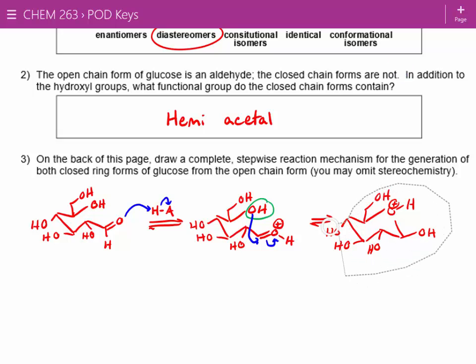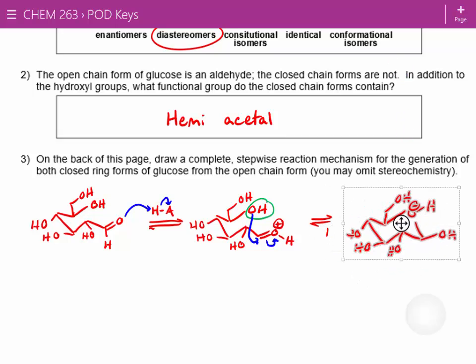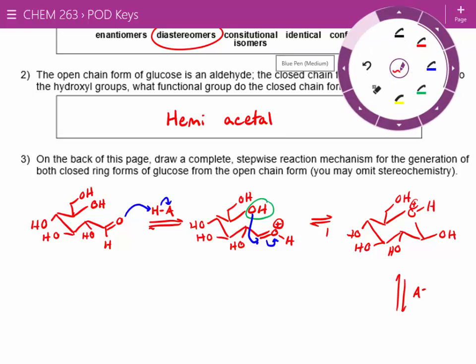So what's our next step? What do you guys think? Deprotonation. And you can do this with your conjugate base or potentially with another alcohol group.